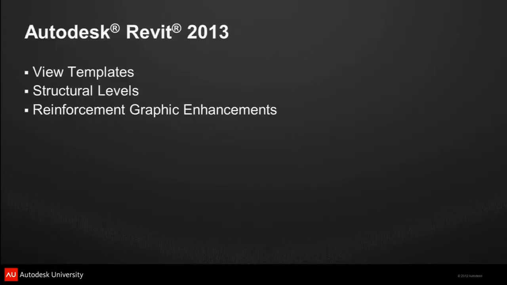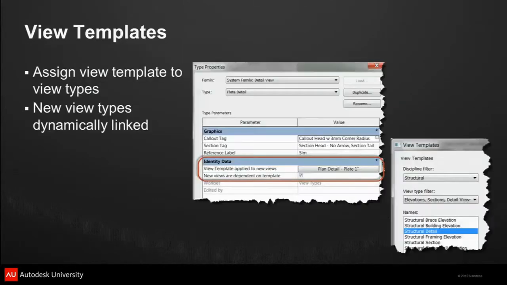Revit 2013. Everyone knows what's changed in Revit 2013 by now, right? Won't have to go into this in too much detail. View template, structural levels, and graphic enhancements for reinforcing. Of course, the view templates are dynamically linked to the views now. I was really excited about this. I thought that was great. I like to control other people in distant offices, set up a lot of stuff.